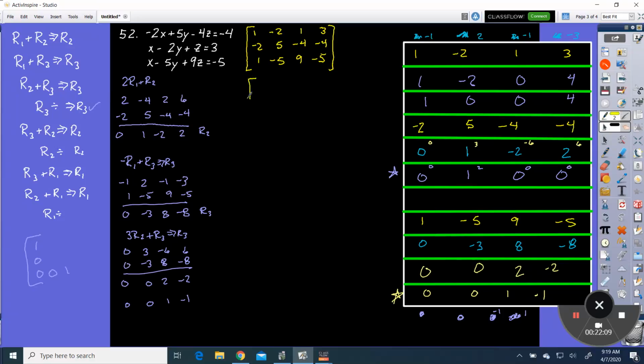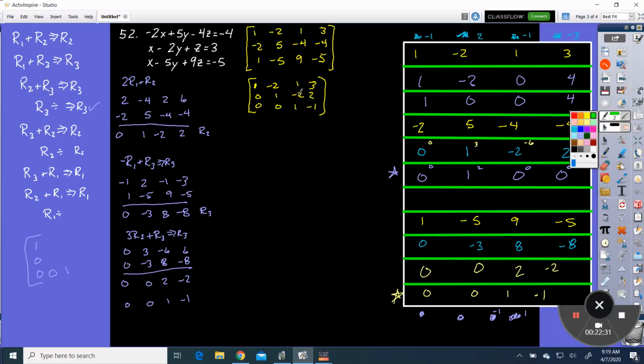And I normally, at this point, write this down again. So 1, negative 2, 1, 3. Row 2 is this one. 0, 1, negative 2, 2. And then this is my bottom row, 0, 0, 1, negative 1. Okay, so that's where I'm at right now.